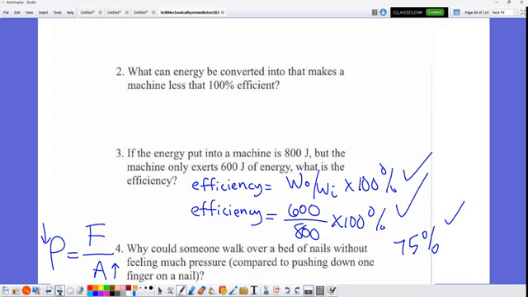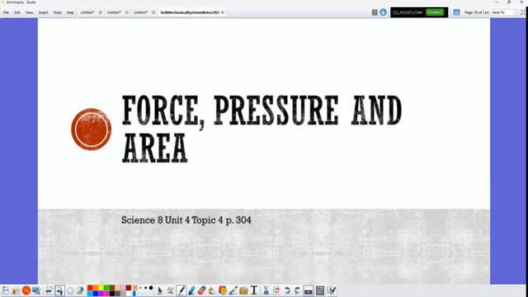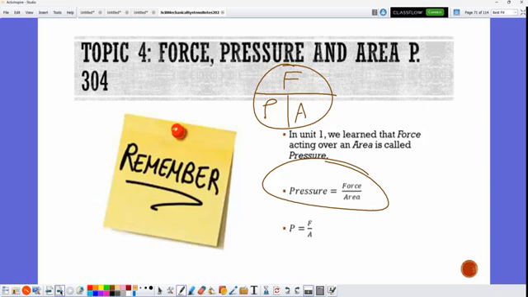Then we did some more calculations with this, and a little bit of work with pressure that we've done earlier: force, area, and pressure. So let's go ahead and look at this. This is Topic 4. Remember, pressure is force over area. I taught you how to go from here to create this. You are responsible for being able to manipulate the formulas.